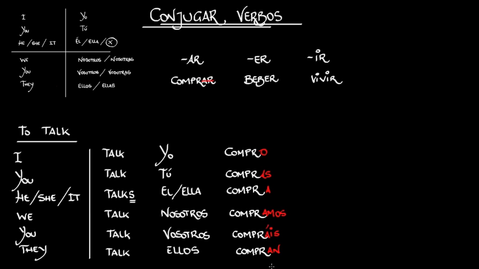Now we're going to repeat the same process for the verb beber, and I'm going to show you the endings for the ER verbs. For ER verbs, the ending for the yo personal pronoun would be bebo. For tú, it would be bebes, ES. For he or she, él o ella, would be bebe. For nosotros, it would be bebemos. For vosotros, it would be bebéis. And for ellos would be beben.